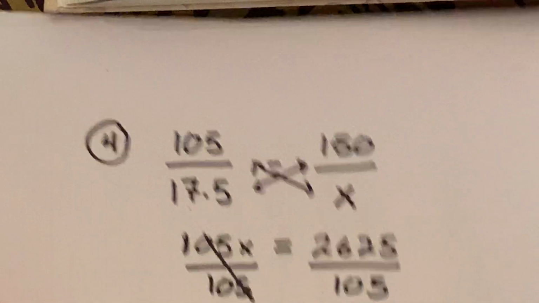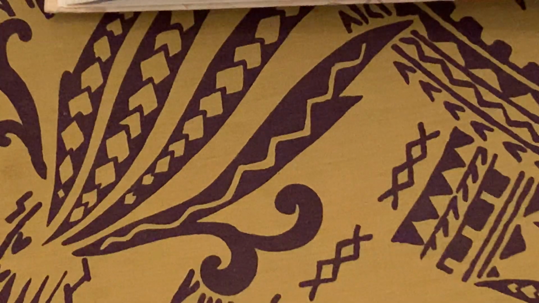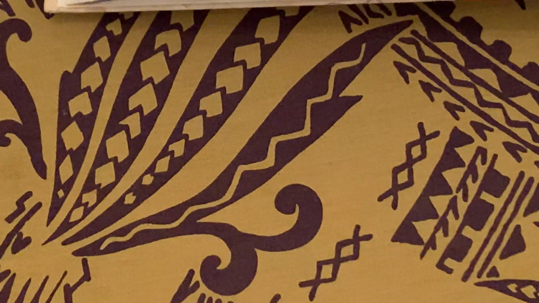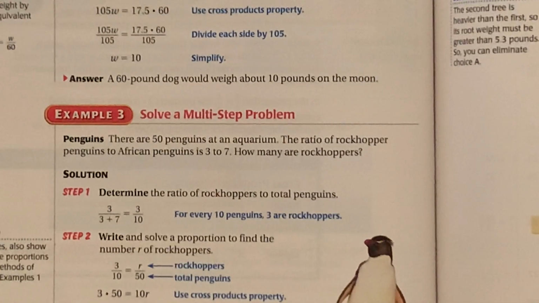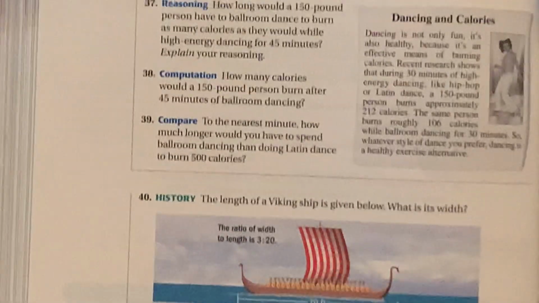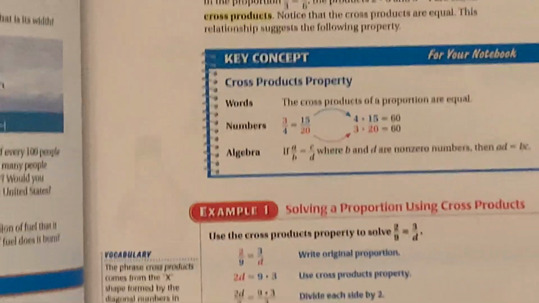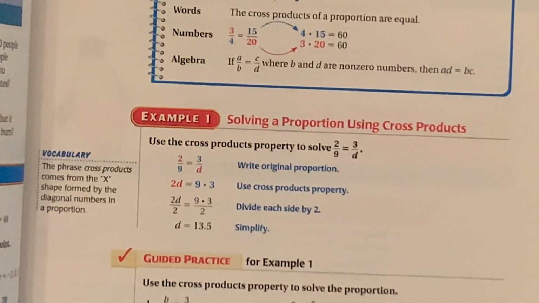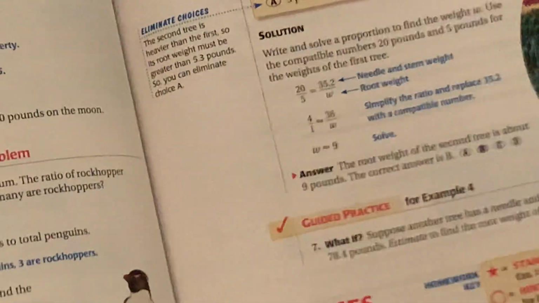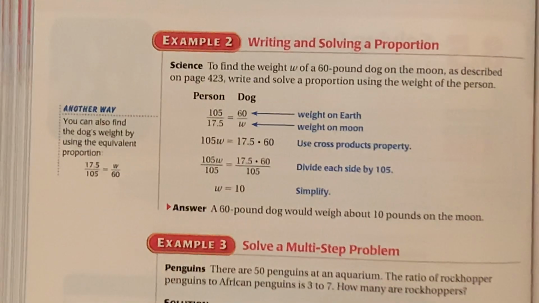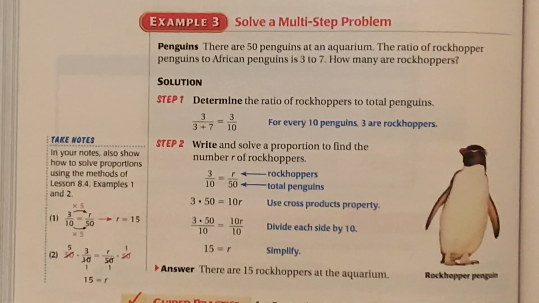All right, so the last problem here is multi-step problems. In the multi-step problem, we're facing a little bit more. So I'm going to go back to the book in example 3. Just to review, we've now looked at examples of how to solve proportions using cross products. That was pretty straightforward. After that, we looked at writing and solving a proportion. Now we're going to look at how you can solve a multi-step problem.